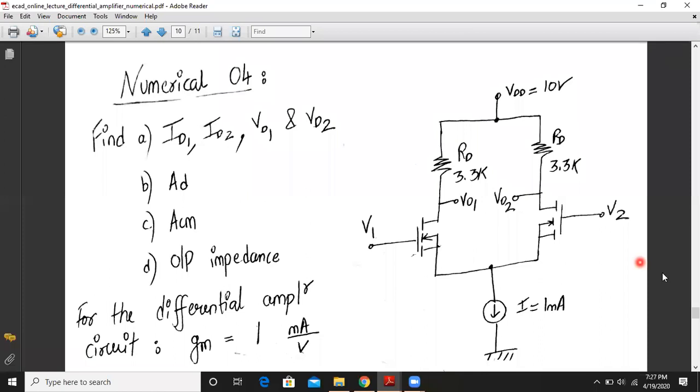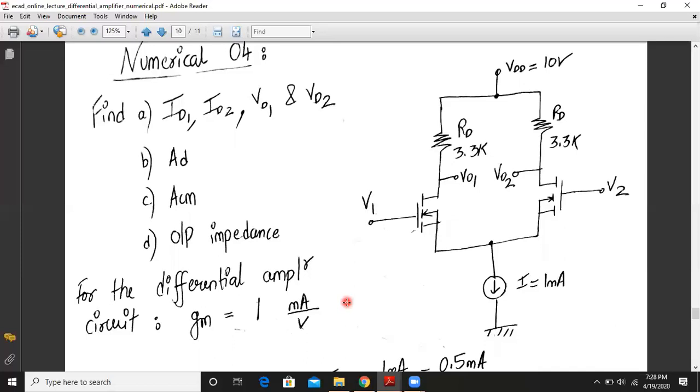So this is numerical number 4. This is the diagram given. It is a differential amplifier using MOSFETs, and we have a current source over here of 1 milliampere. We are asked to find ID1, ID2, VD1, VD2. Secondly, we are asked to find differential voltage gain, then common mode voltage gain, and output impedance of the circuit. And they have given us an additional parameter. GM is directly given to us as 1 milliampere per volt.